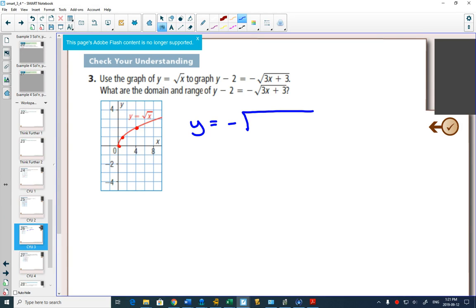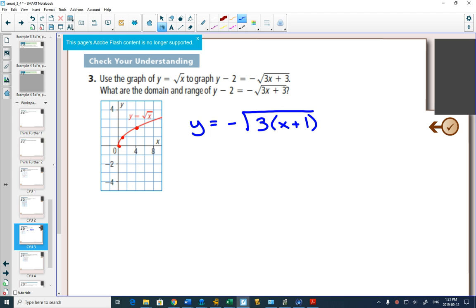Horizontal translation, which direction? It's going to move left, and how many? 3. Wrong. Close, but wrong. Why? We have to factor. This is the special note. Because we have a horizontal compression and a horizontal translation, before we do anything, we have to write it in factored form. In other words, we have to factor the 3 out, leaving us with x plus 1.